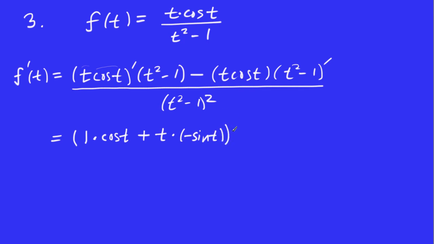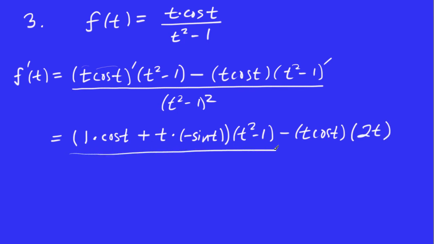And then I'm going to recopy this, t squared minus 1, recopy all of this. There's no derivative sign on this or this, so there's nothing to be done. That's why I recopied. And the derivative of this here is 2t minus 0, so I'll just write 2t. And that's all over t squared minus 1 squared.